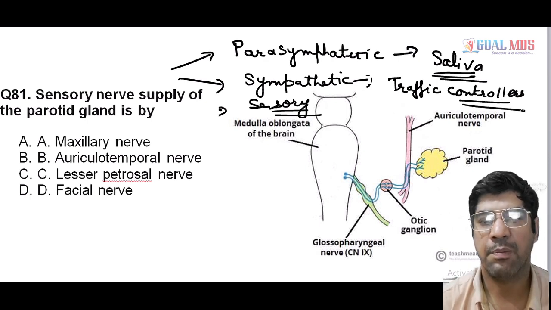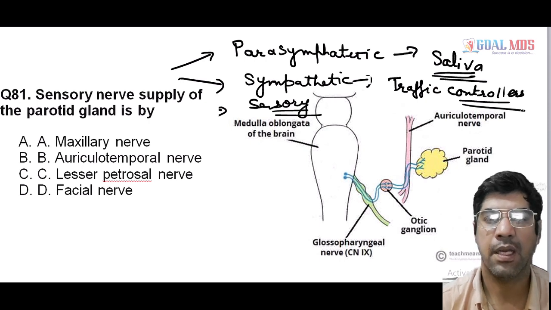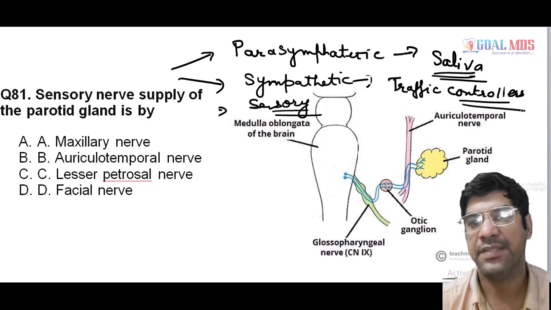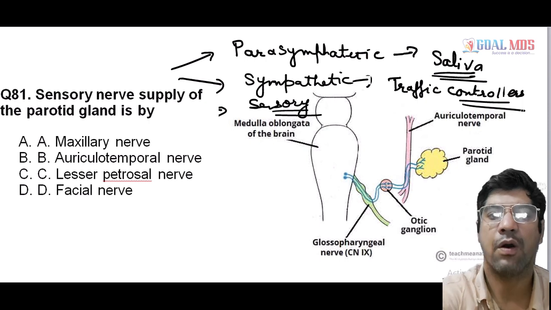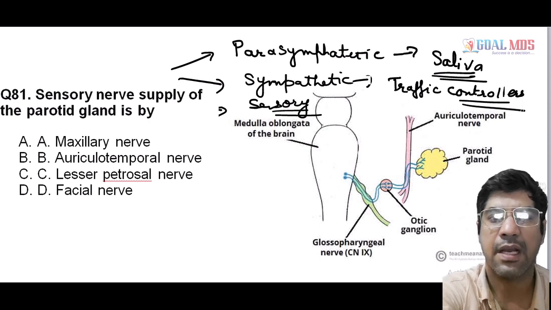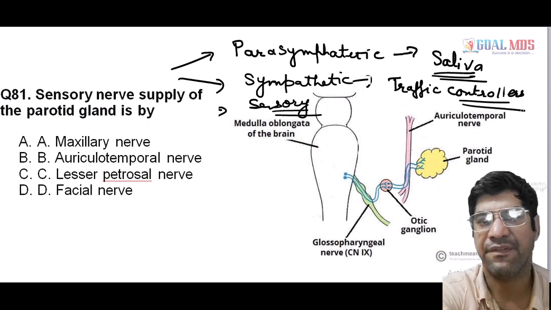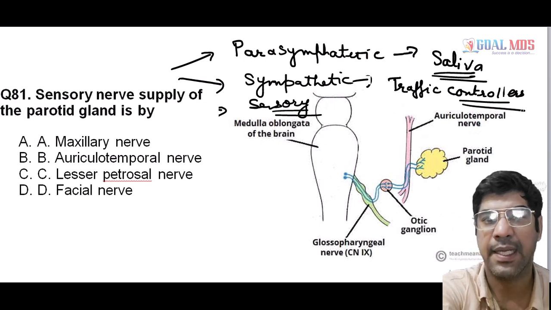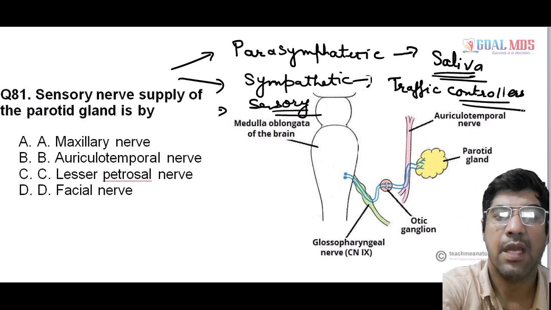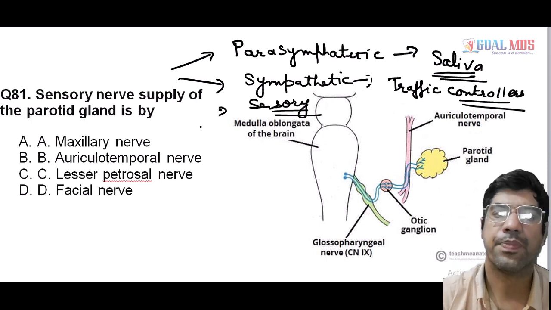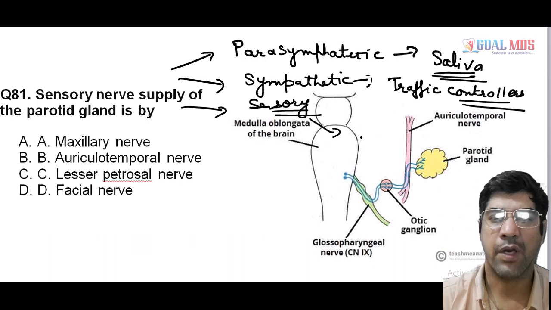They regulate the blood flow to ensure that the parotid gland gets the right amount of oxygen and nutrients. It's like making sure the factory, that is the parotid gland, gets the proper resources it needs to work properly. Whereas the sensory nerves are like watchdogs.